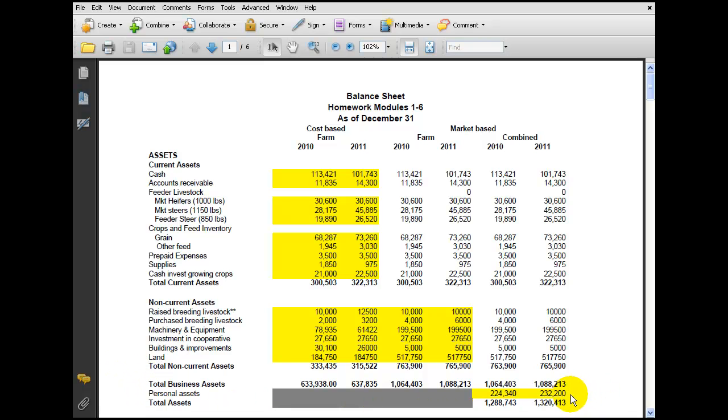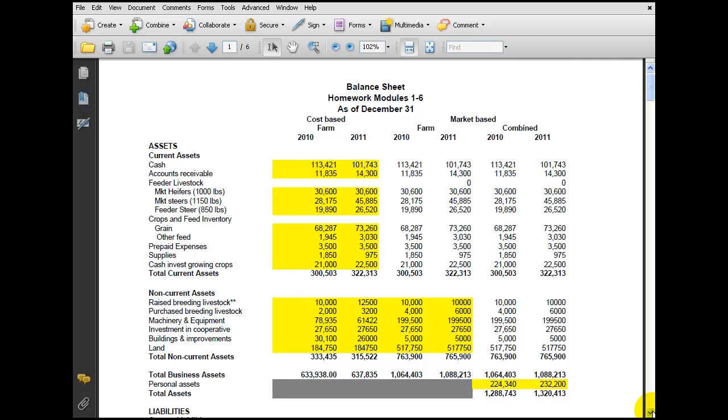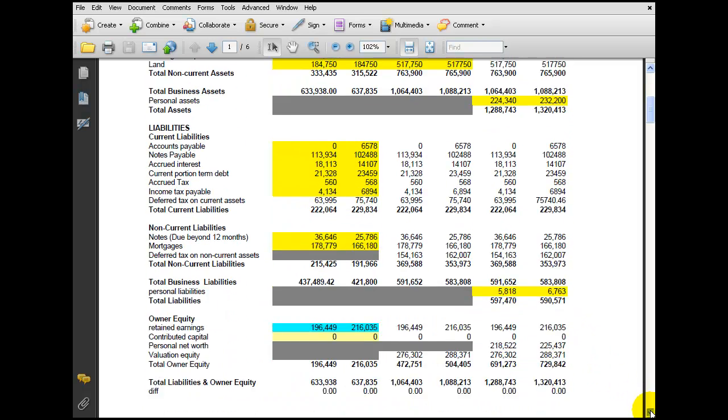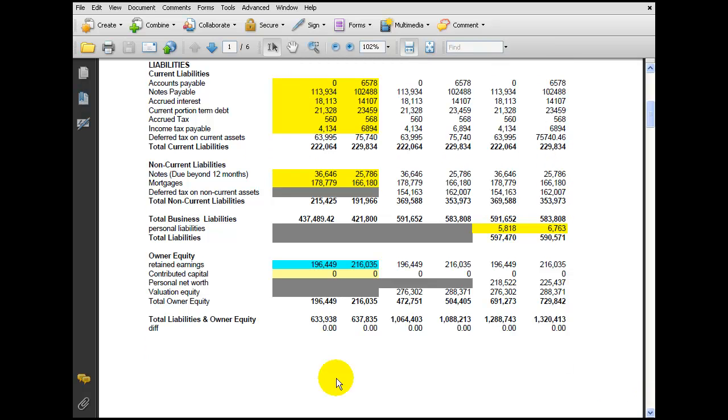If you want to have personal assets, we're just going to keep them down there at the bottom so you can see total assets with personal, but we're keeping them segregated so we can really look at standalone business financial statements. Then let's look at the liabilities and owner's equity.